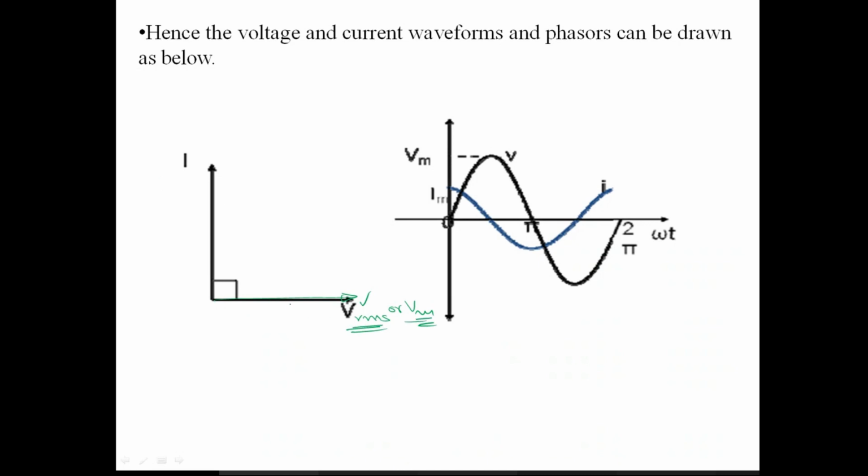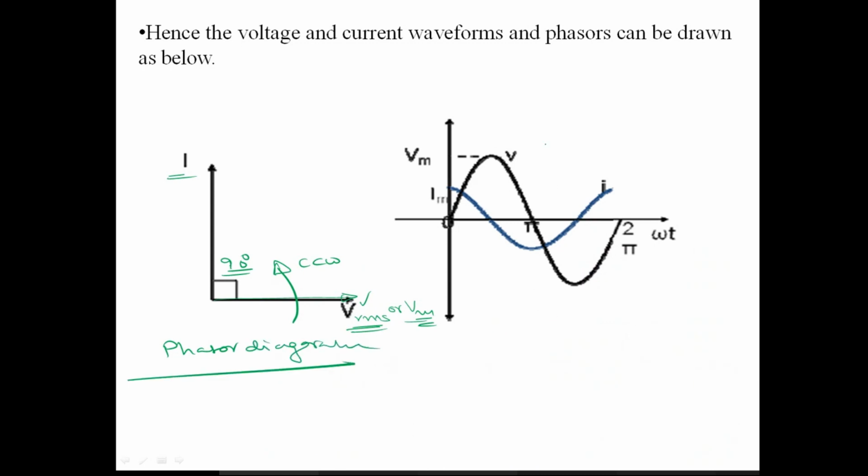And since I is leading, and since the vectors are rotating in the counterclockwise direction, the current vector must be ahead of the voltage vector for the current to lead. So the current vector we have drawn with an angle of 90 degrees. So this is the phasor diagram for pure capacitor, right?